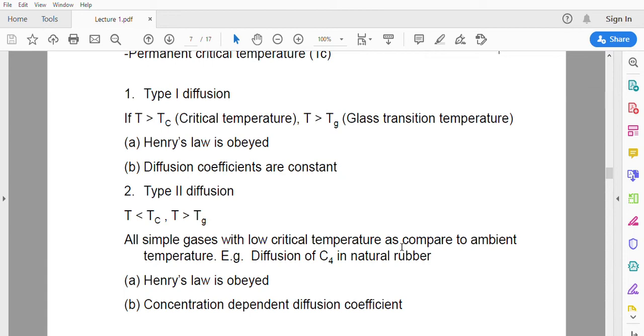So for this condition you can use Henry's law to calculate the absorption and desorption coefficients of different feed species at the membrane surfaces. But the diffusion under these conditions will be concentration dependent. You cannot consider a constant diffusion coefficient. The diffusion coefficient will depend upon the concentration of different species.